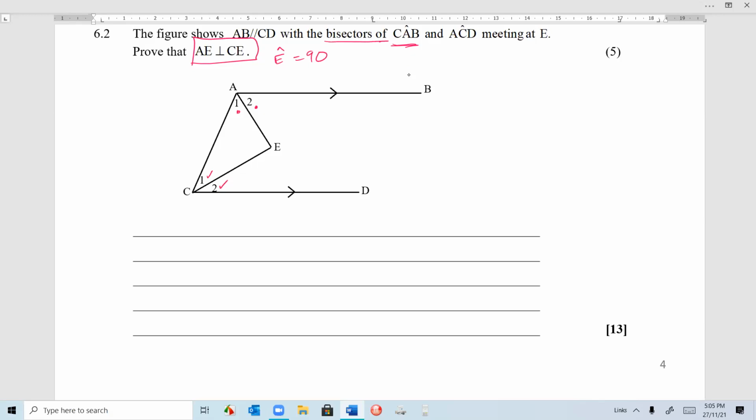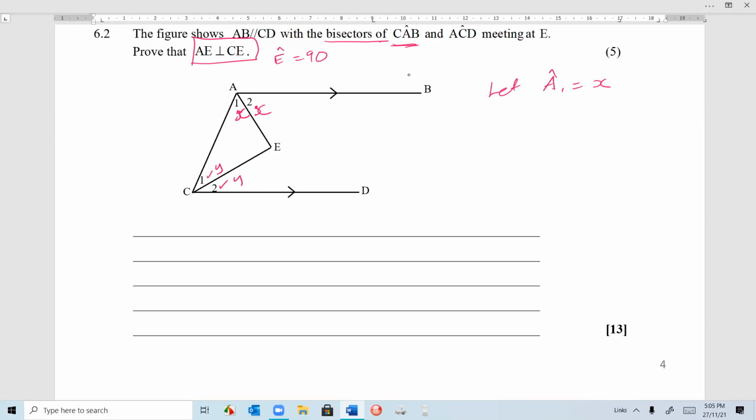So in a question like this, we've got no measurements. You must bring in your X. So you start off saying, all right, let A1 be X. So A2 will be X. Why would A2 be X? What reason would you say? Given, bisected, all right? Then come to the bottom, C1, you bring in a new letter. Let's call that Y, and that's Y.